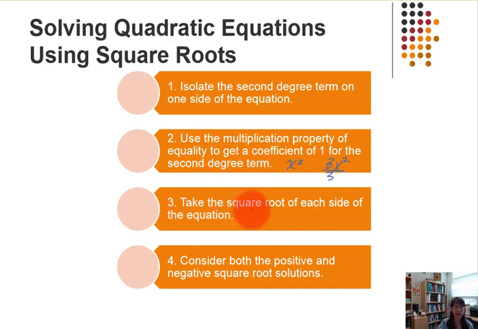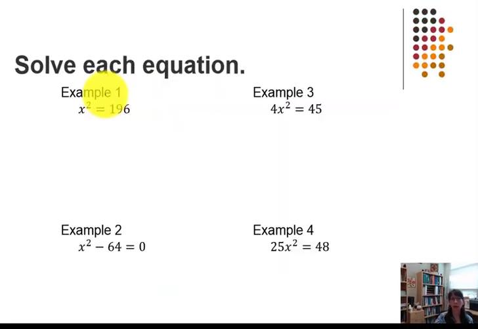Step 3, we're going to take the square root of each side of the equation. Once we take the square root of each side of the equation, we need to consider both the positive and negative square root solutions. In our first example, we have x squared equals 196. We can see that the coefficient of x squared is positive 1, so we're ready to take the square root of each side of this equation.